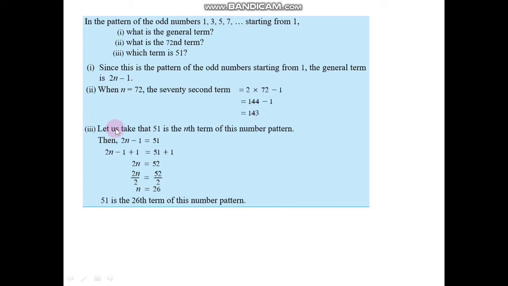Next one. 51 is the nth term of this number pattern. Then we have to find which term is 51. To find which term is 51, what are we going to do? You know that 2n minus 1 is 51.